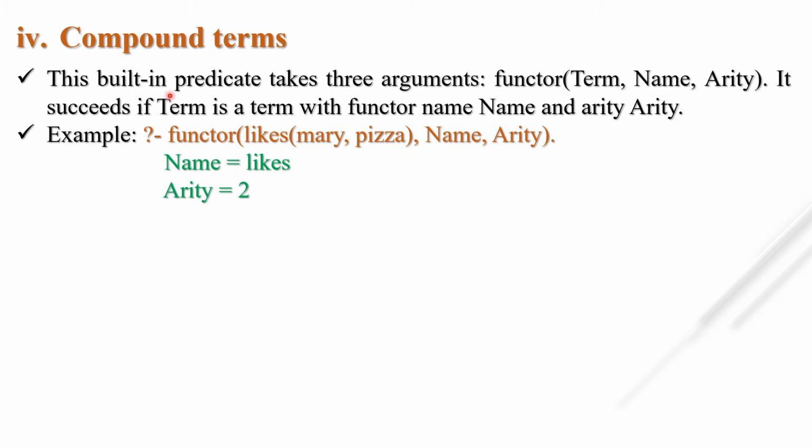Let's see another example. The built-in predicate functor takes 3 arguments. This is a built-in predicate that we can use at the Prolog console. If we write functor(Term, Name, Arity), it succeeds if Term is a term with functor Name and arity Arity. For example, if I write functor(likes(mary, pizza), Name, Arity), Name is a variable, so Name becomes likes. The name of the functor is likes, and here we are using 2 arguments. That's why Arity equals 2.